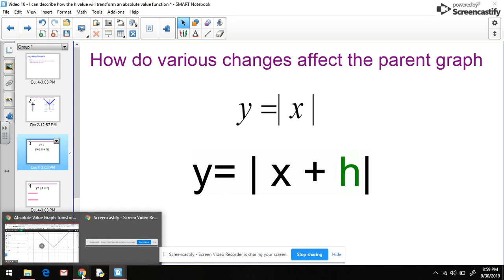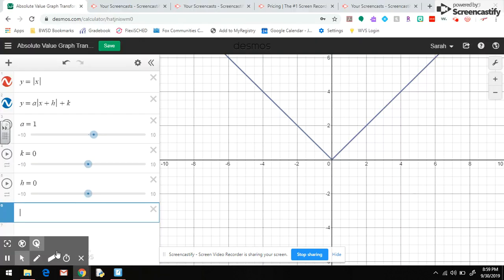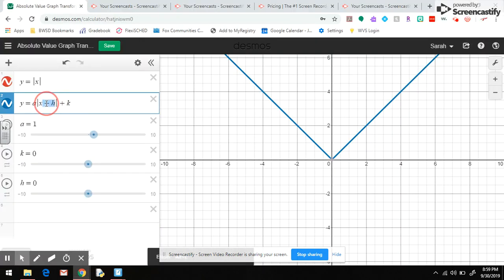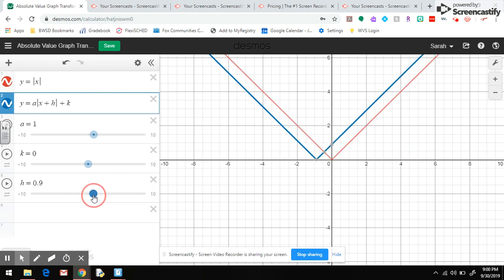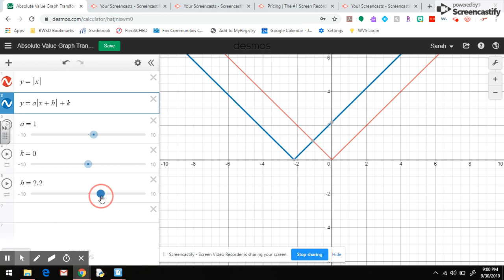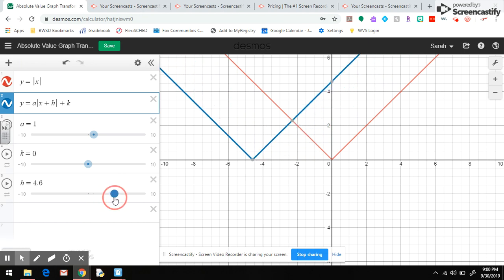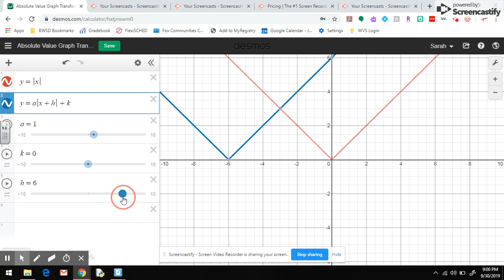So what we're going to do here is we're going to actually go into Desmos and we're going to change the value for h. So this is the part we're focusing on right here. We're going to actually use this slider and change the value for h. So notice here as I change h from 0 to something positive, look at how it starts to move. So notice that the shape of the graph doesn't change, but that the graph is moving to the left.